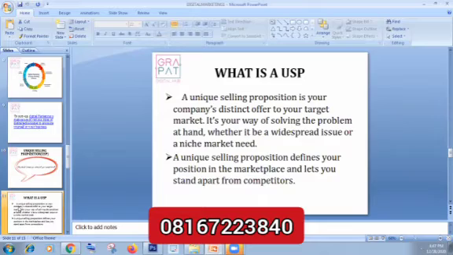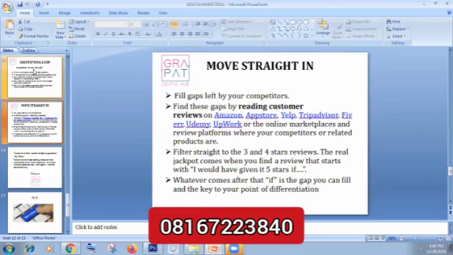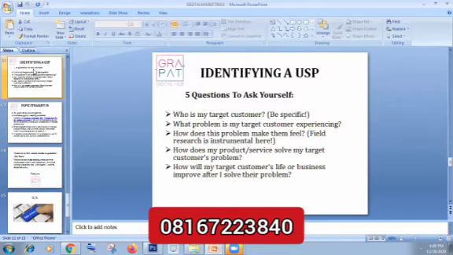Now, what is a unique selling proposition? A unique selling proposition is your company's distinct offer to your target market. It's your way of solving the problem at hand, whether it be a widespread issue or a niche market need. It defines your position in the marketplace and lets you stand apart from your competitors. I've explained this before, so I won't go back to that. Now you have to identify your unique selling proposition. There are five questions you need to ask yourself. The first is, who is my target customer? What problem is my target customer experiencing? How does this problem make them feel?